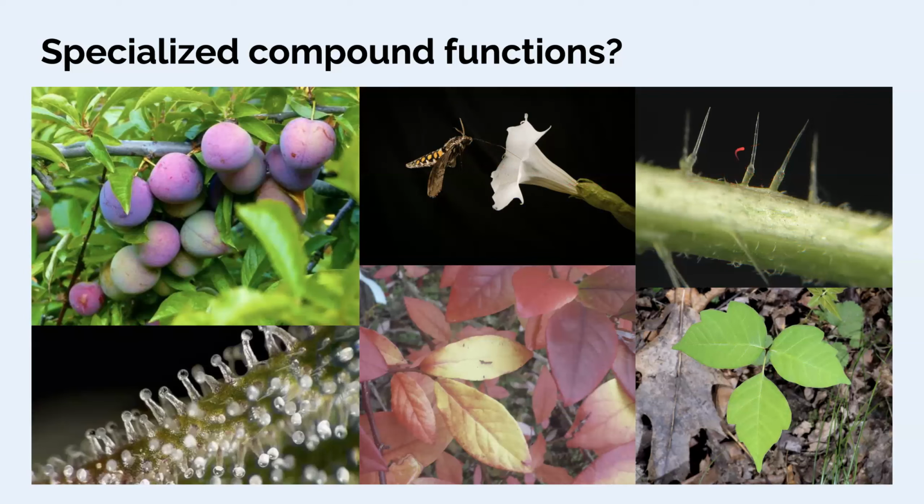These are the stinging hairs of a stinging nettle plant. Here we're back to cannabis and some trichomes here, some glandular hairs on the surface of this plant that are good for defense. Here we've got some color changes, some changing leaf colors in the fall, so pigment molecules, and then another plant defending itself. This is a poison ivy leaf that has an active oil that causes an allergic reaction in humans and other animals.